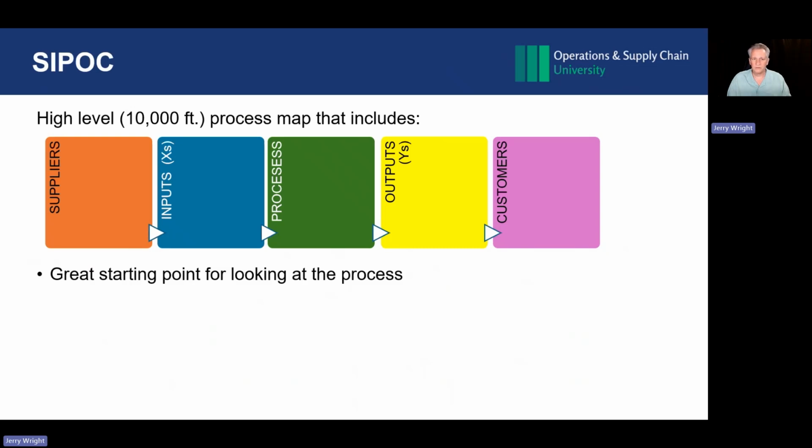It forces you to think, okay, who's giving me my inputs? What am I doing with them? Where do they go? And who receives them? So it's a very high level: suppliers, inputs, processes, outputs, and customers.